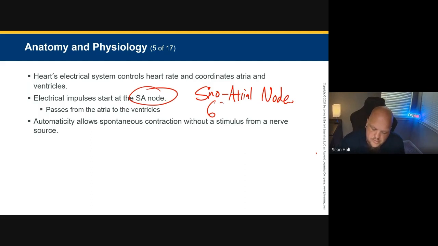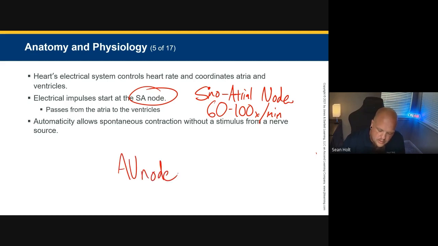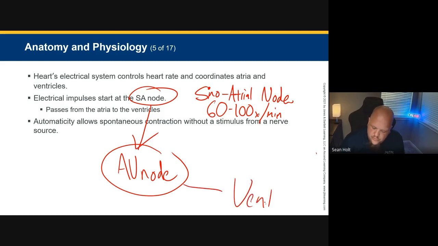All right, so 60 to 100 times per minute. It can go faster, it can go slower, but ultimately what we want is a rate of 60 to 100 for a resting heart rate. Okay, so after the electrical impulse starts at the SA node, it's going to travel down through the atria and recollect at a spot called the AV node. All right, the AV node is that second collection spot after the SA node, and then it goes to the ventricles.